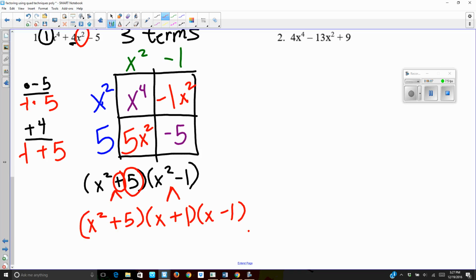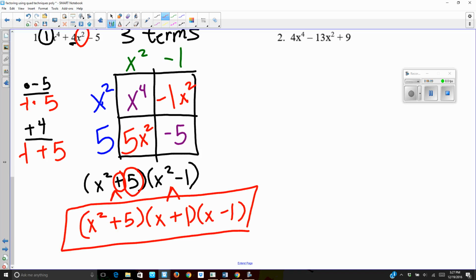So this is your complete answer for number 1. That's what it means to completely factor the problem. Do not leave the problem at this step, because that's not completely factored.